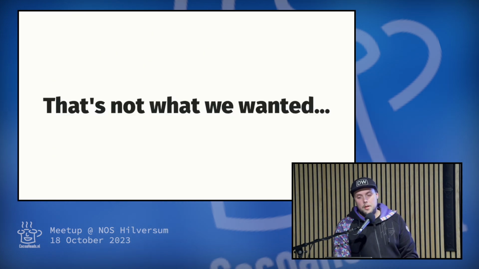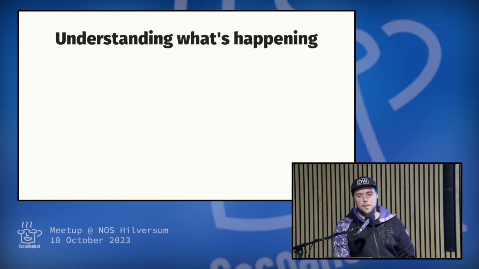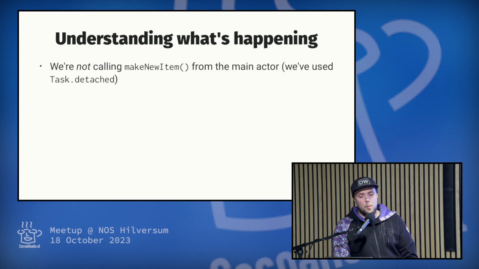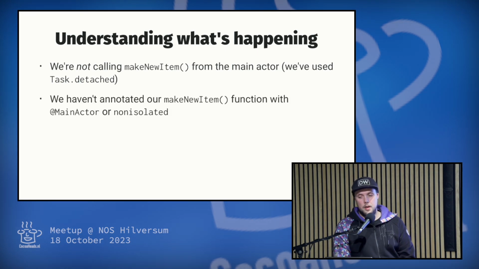So this is not what we wanted. We just defined a custom actor. We used it. We did a bunch of weird things like making the actor inside of a button action, but it still doesn't work. So what's really happening here? We're not calling makeNewItem from the main actor. We've used Task.detached. So clearly it doesn't matter if we call from the main actor or not. makeNewItem is going to run on main anyway. We haven't annotated makeNewItem with @MainActor, nor did we annotate it with nonisolated. Maybe those could have impacted this, but they're not there, so that's fine.